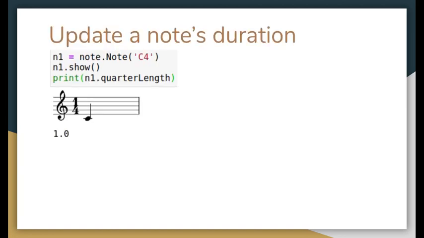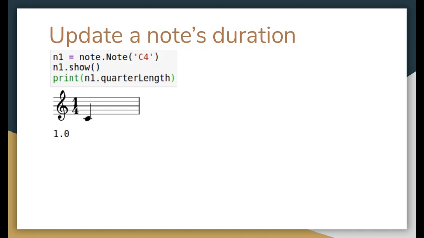Okay, we know how to create notes by value and put them into a stream. But as musicians, we also want notes to have different durations. For example, we may want eighth notes, quarter notes, half notes, and so on. So notice in this example, that by default, Music 21 creates each note as a quarter note. Here I create a note with value C4. The music notation clearly shows that it is a quarter note.